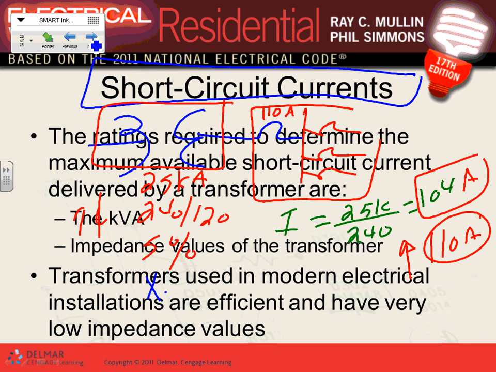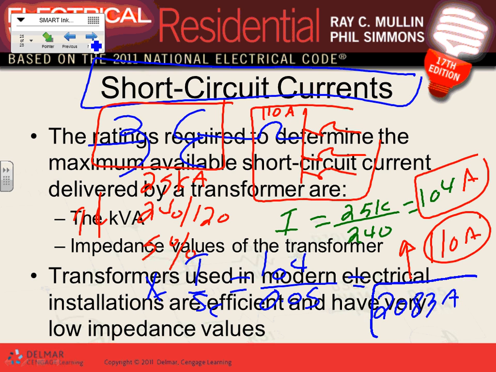Now, short circuit, I short circuit equals, you take the 104 divided by 5% impedance, which is 0.05. Can you guys divide 104 by 0.05? 2,083 amps. So this circuit breaker has to be rated to interrupt 2,000 amps, or 2K.